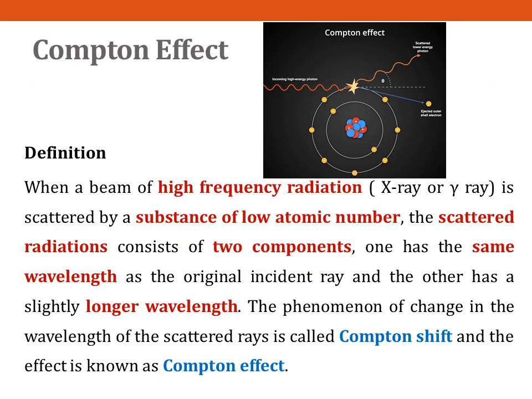Therefore, the Compton effect can be defined as follows: when a beam of high frequency radiation from an X-ray or a gamma ray is scattered by a substance of low atomic number such as carbon, the scattered radiations consist of two components. One has the same wavelength as that of the original incident ray and the other has a slightly longer wavelength. The phenomenon of this change in wavelength of the scattered rays is called the Compton shift, and the effect is known as the Compton effect.